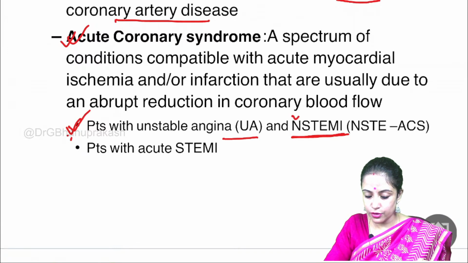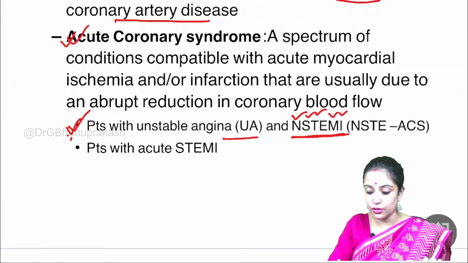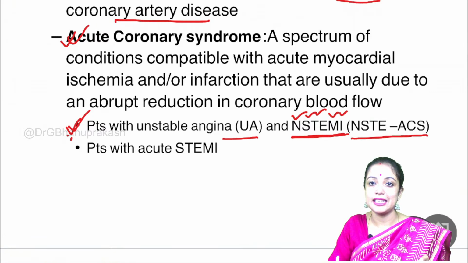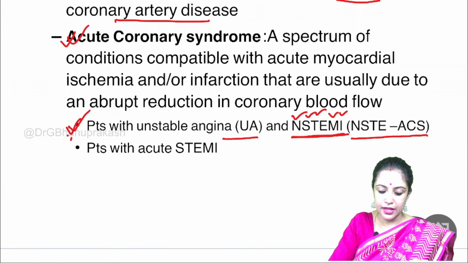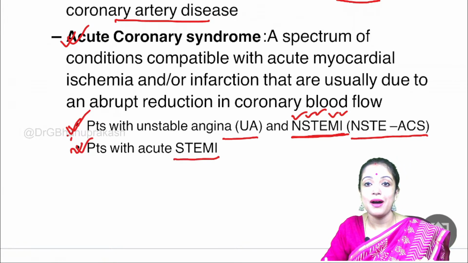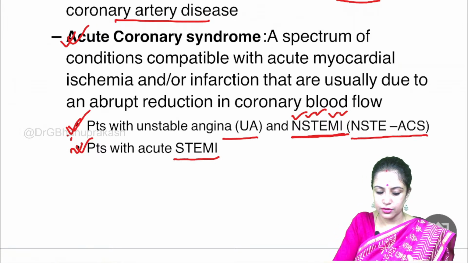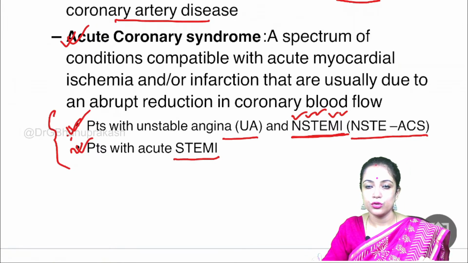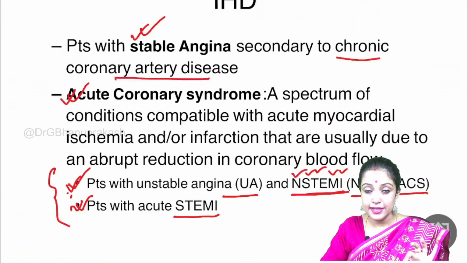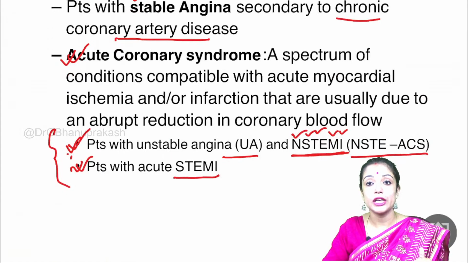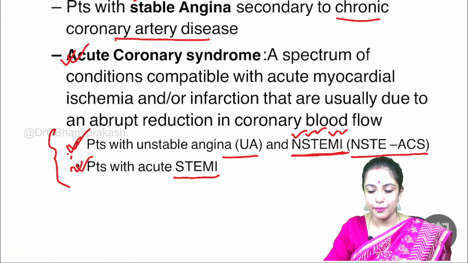NSTEMI stands for non-ST elevated myocardial infarction. Unstable angina and NSTEMI together are known as NST-ACS, non-ST elevated acute coronary syndrome. And the other one is STEMI, which means ST elevated myocardial infarction. These include acute coronary syndrome. So in today's lecture, I'm going to concentrate more on stable angina, and I'm going to talk about the acute coronary syndromes in my upcoming lectures.